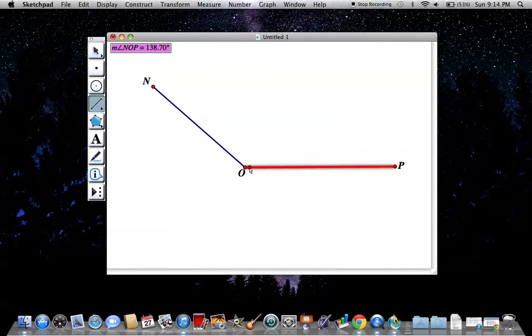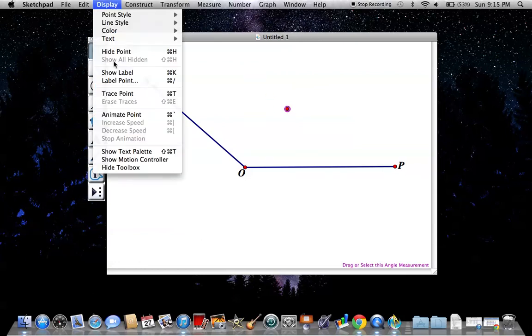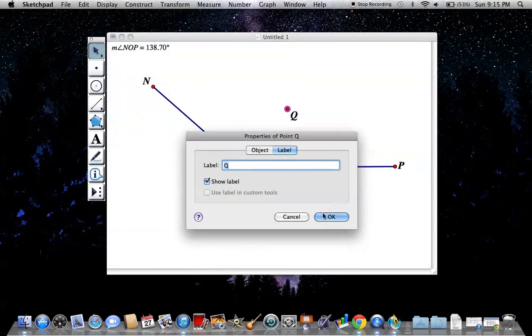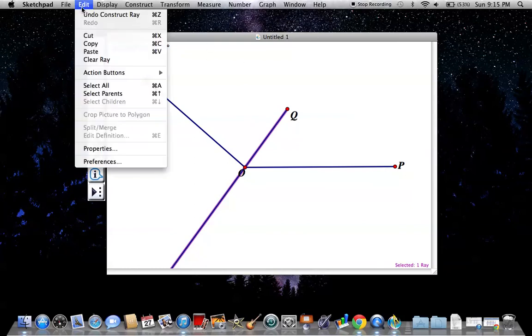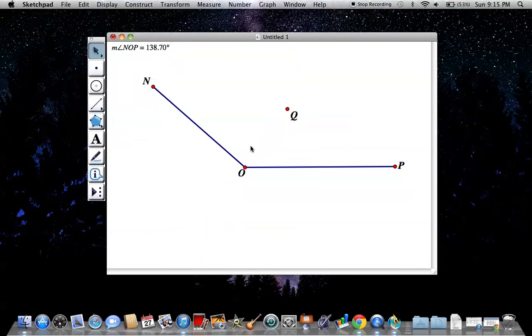Now, what the angle addition postulate says is that you have any point in the interior of an angle. So this point Q is in the interior of NOP. Any ray, or line segment, here let's undo that, let's have it go the other way. So let's have O and Q, construct ray, there we go.